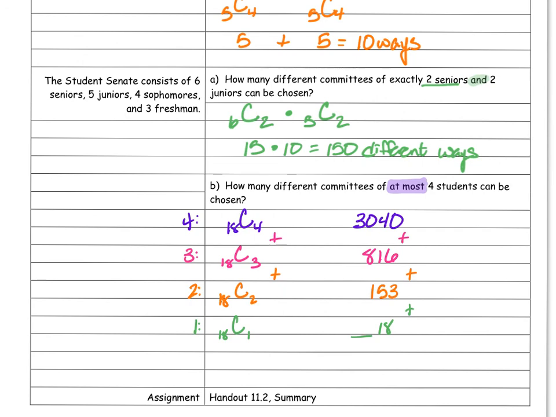And then I'm going to add all of those numbers together. And that will give me the total number of different committees I can make. Well, the total number of different committees I can make is 4,047 different committees.